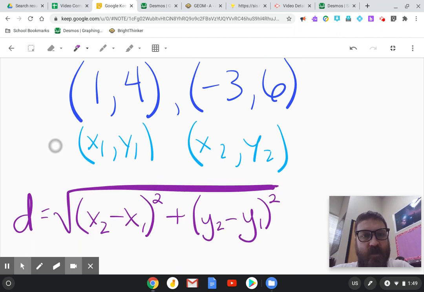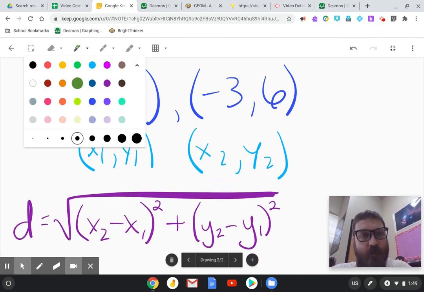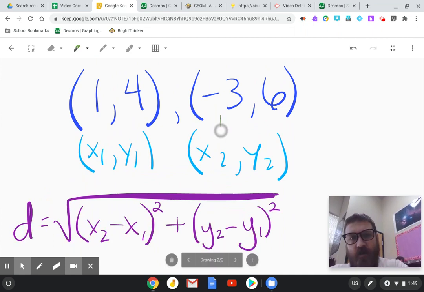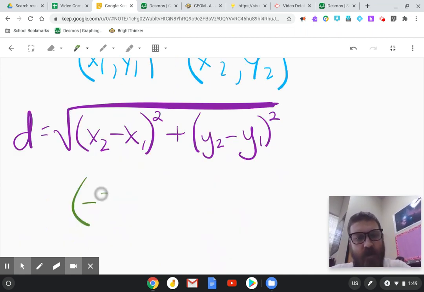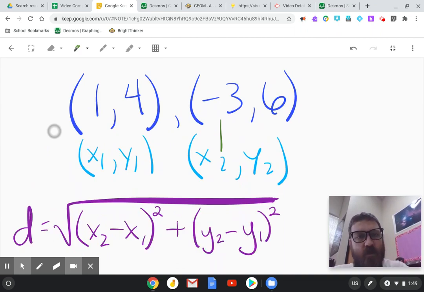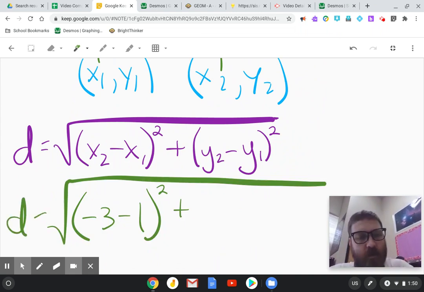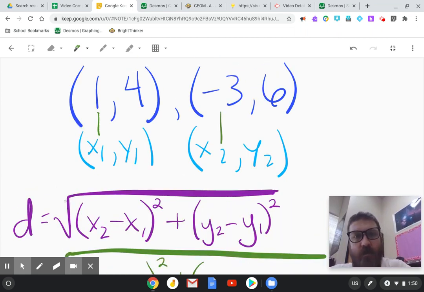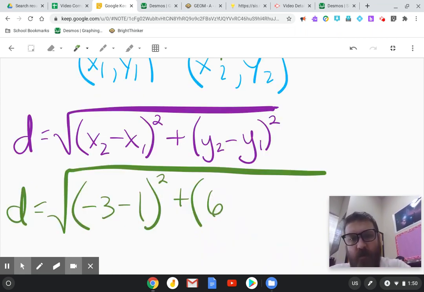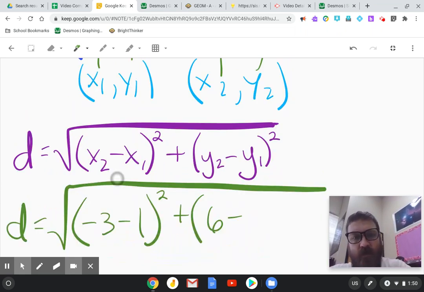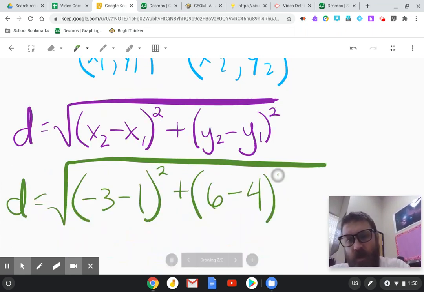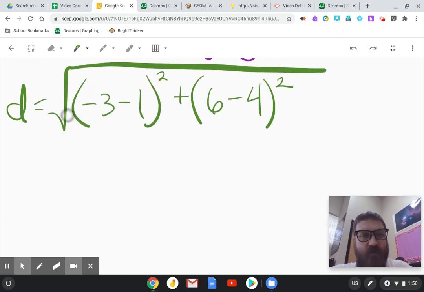All right, so let's put everything in the formula where it belongs. x2 is -3. So -3 minus x1 is 1. Just go ahead and put our square root back over there. y2 is 6. And y1 is 4. And that is squared. So all I've done so far is just put in everything for the different values that we needed. Now I'm going to start simplifying.